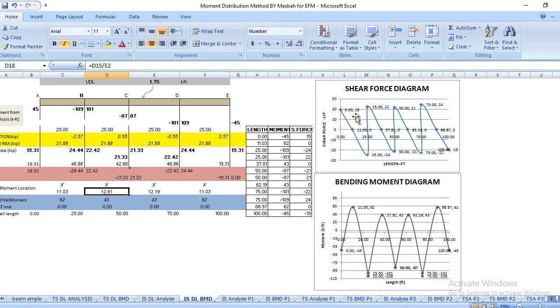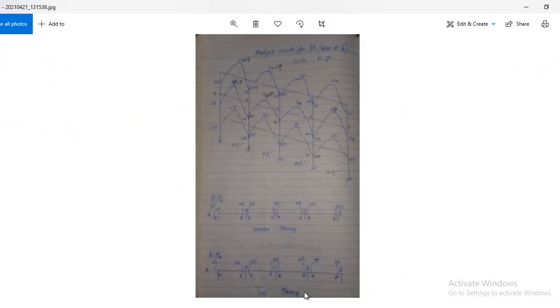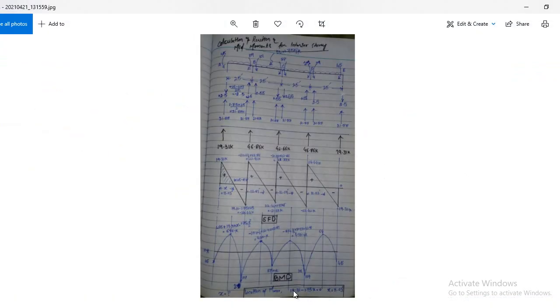But remember, at the point at which shear becomes 0, we already know there will be a maximum moment. So you see, this is the maximum moment point, that is 11.03, and you see how I did it. This reaction divided by this 1.75, because I already shared this. Here x can be calculated by just dividing that force by this UDL loading.